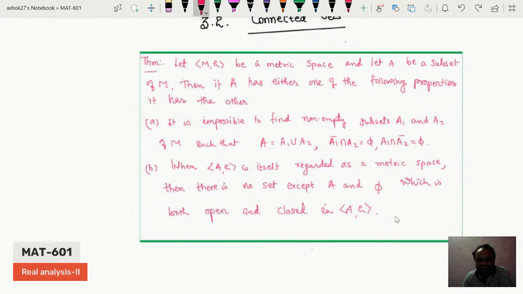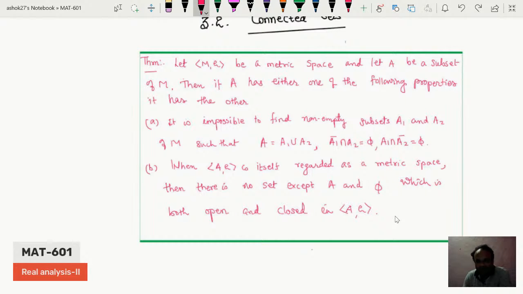And what is B? When A is itself regarded as a metric space, then there is no set except A and phi which is both open and closed in (A, rho). It means only A and phi are the closed and open subsets in (A, rho). So if A is true, then B is true. If B is true, then A is true. So that is the statement of this theorem.